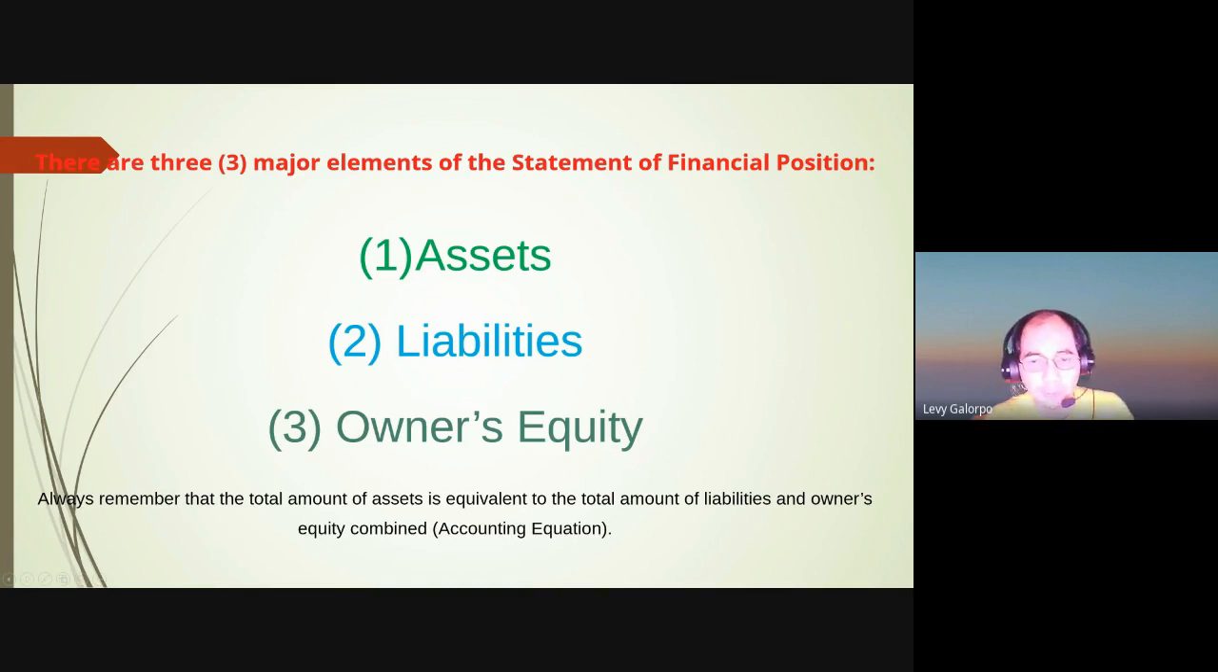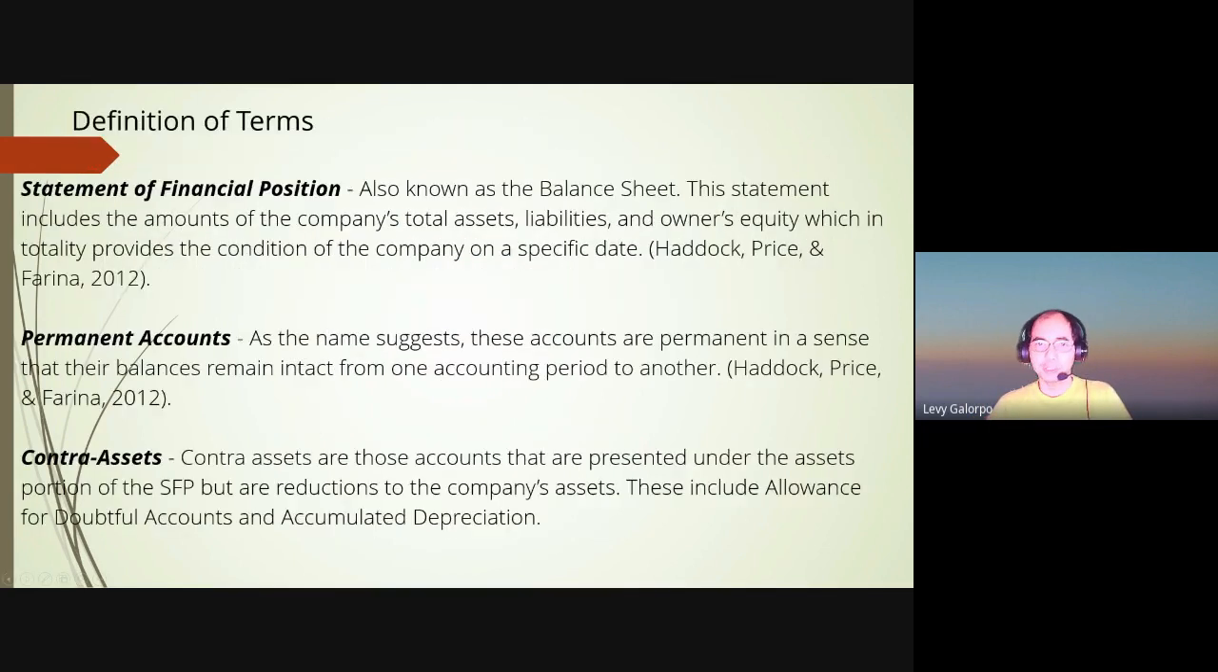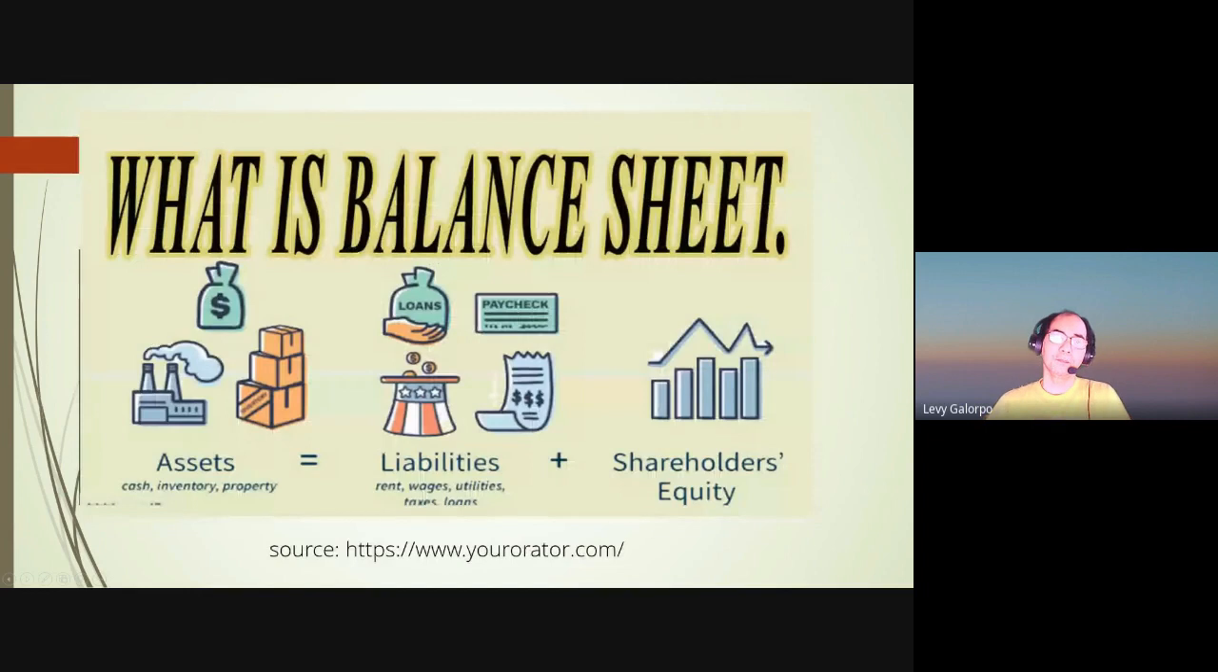No? Accounting equation. So, balikan natin yung ating picture kanina sa balance sheet. Diba? O, nakikita nyo ang accounting equation dyan. Assets is equals to liabilities plus the equity. Okay, o dito meron ng pinakita mga example, no? Ang asset ay composed of cash, inventory, property. Sa liabilities naman, rent, wages, utilities, taxes, loans. Makikita natin yan sa ating balance sheet mamaya.